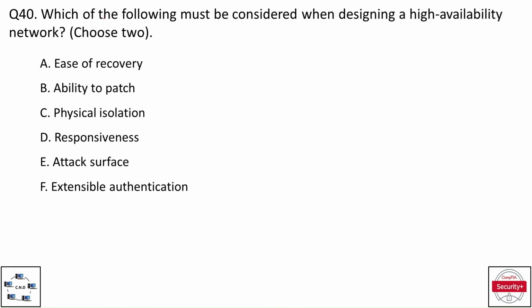Question number 40, which of the following must be considered when designing a high availability network? Choose two options, and the options are option A, ease of recovery, option B, ability to patch, option C, physical isolation, option D, responsiveness, option E, attack surface, and option F, extensible authentication. And the correct options are option A, ease of recovery, and option D, responsiveness.